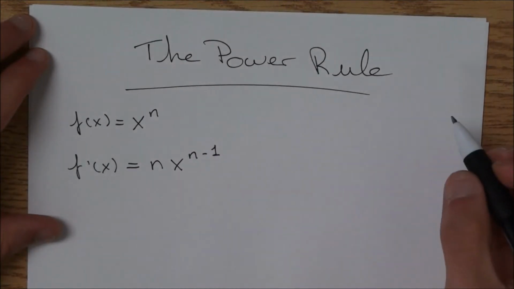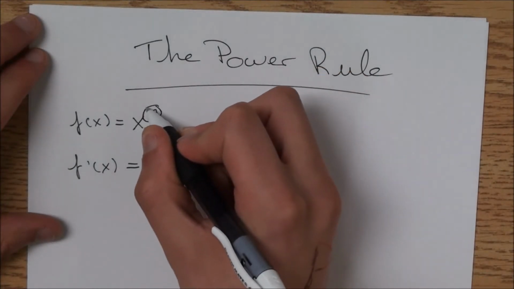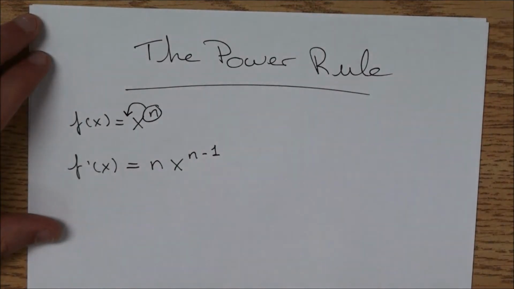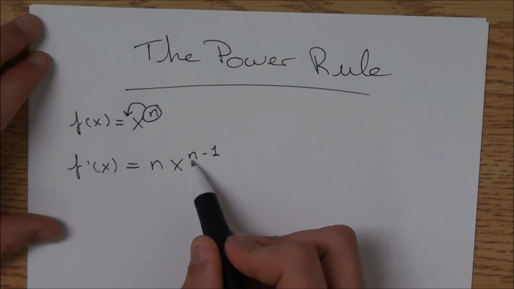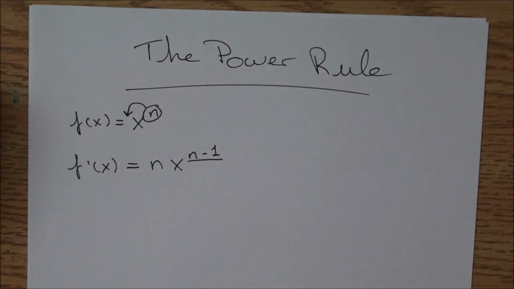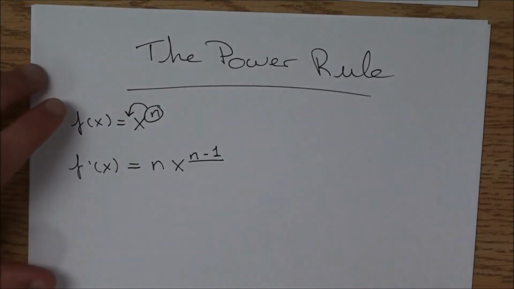The only thing you have to do for the power rule is take the n, the power of x, ship it in front, so it becomes a constant that multiplies the rest of the function, and then subtract 1 from it and leave it as a power. So it's a very simple rule, but it can give rise to many different situations.